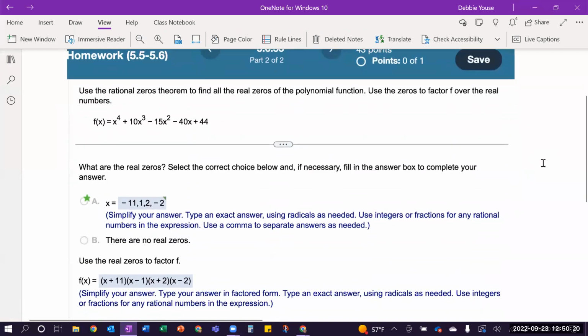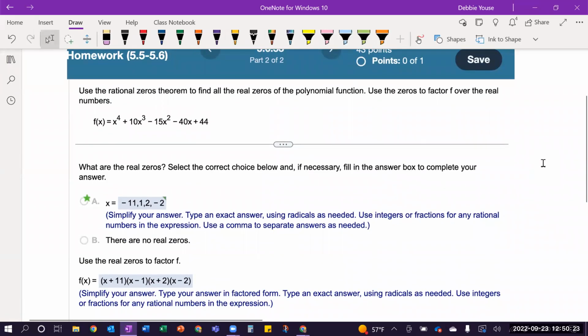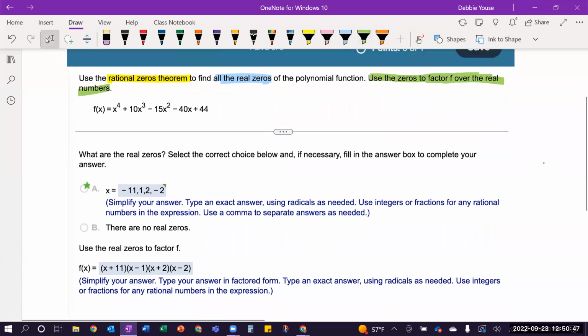So this says to use the rational zeros theorem to find all the real zeros of the polynomial. And then it says to use those to factor this over the real numbers. So there's two parts to this. Make sure you understand the difference when you read the instructions between finding the real zeros versus factoring the function. So notice I already, again, have the answers here, and then I'm going to walk you through how to get the answers.